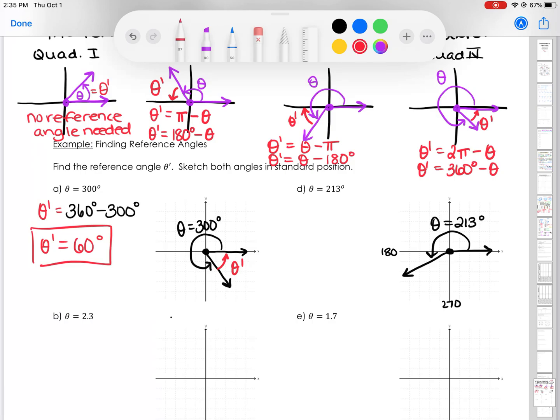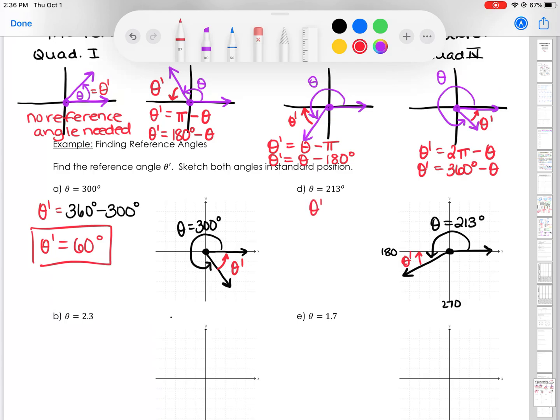I want my reference angle, which is always going to be closer, right? We're going to go the closer direction to the x-axis. So it is closer, it is acute on this side. So that's going to be my angle. And I can do that by subtracting pi from it, or in this case, 180.